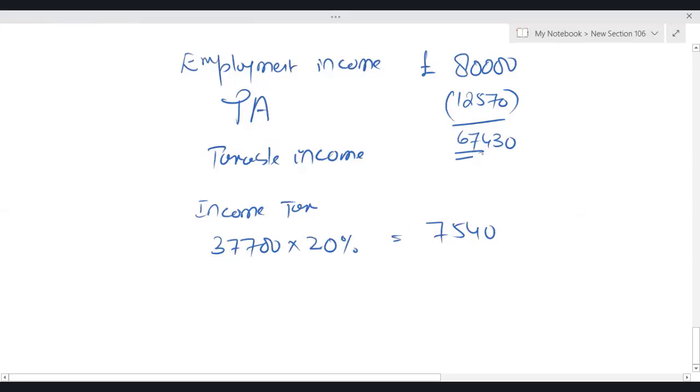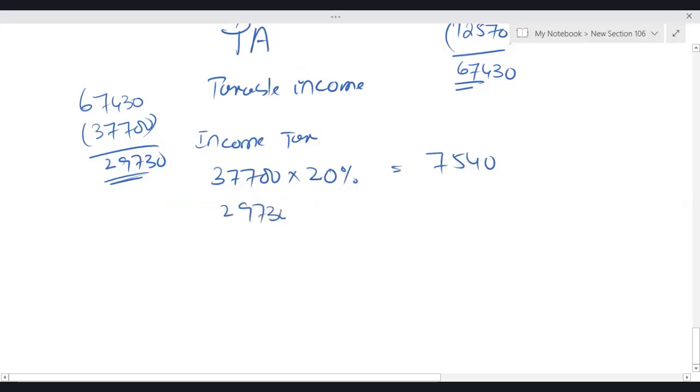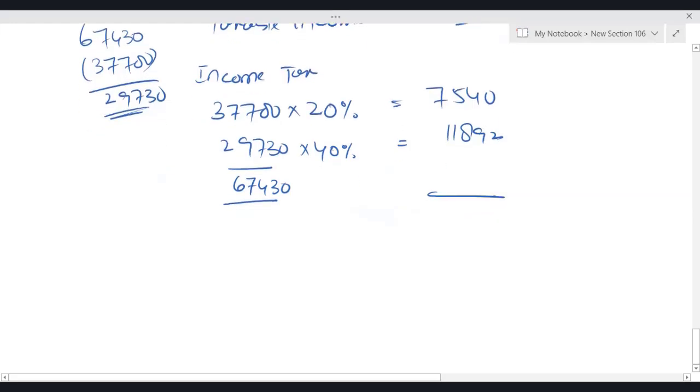Okay, now from this 67,430, if I deduct 37,700, which is the basic rate band, how much falls in the higher rate band? Let's see. 29,730. Let me recheck. 67,430 minus 37,700, I'm getting 29,730. This 29,730 falls in the higher rate band, where the applicable tax rate is 40%. So 11,892. If I add both of them, I'll get 67,430. Let's see, income tax liability is 19,432. This is income tax liability.